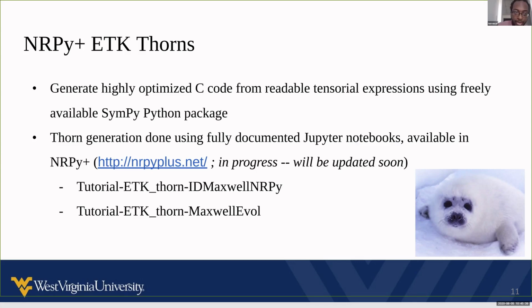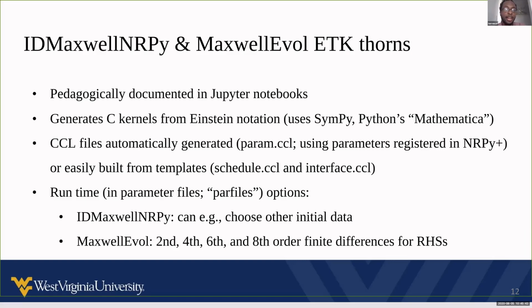Some more details on the thorns. Again, they're heavily documented. And as Zach mentioned before, the CCL files are either totally automatically generated, like the param.ccl file, or they're easily built from templates. I've been using the Baikal template, which I think itself uses McLachlan or Lean, one of those.